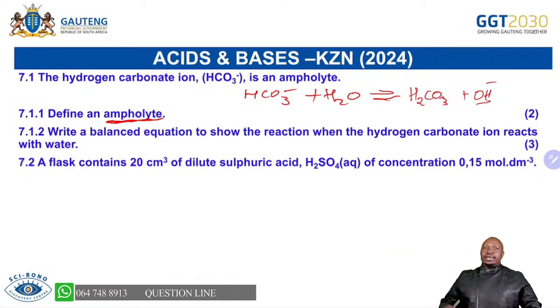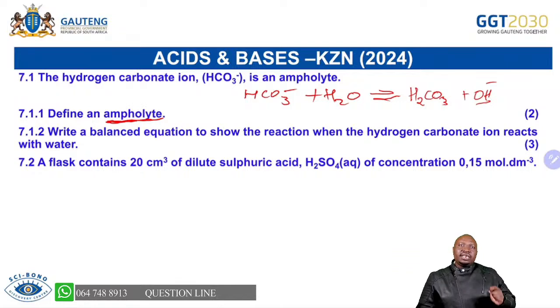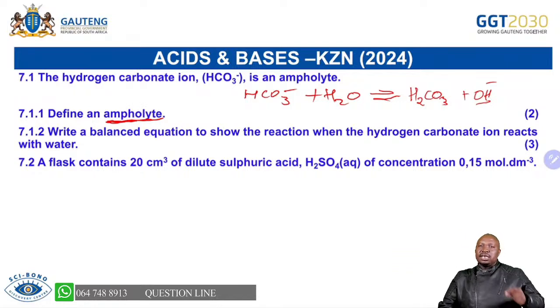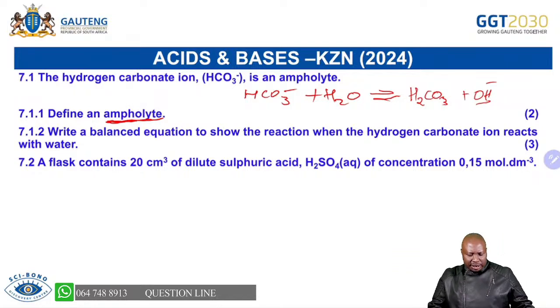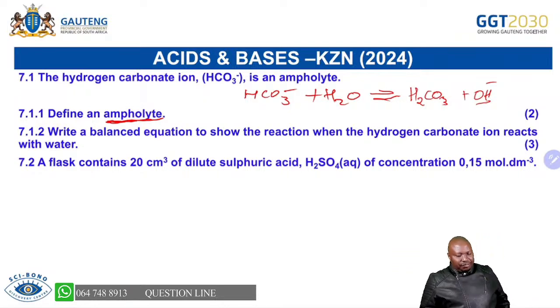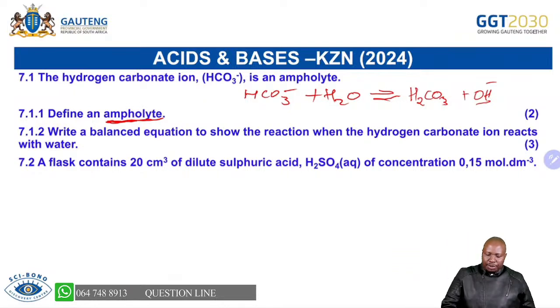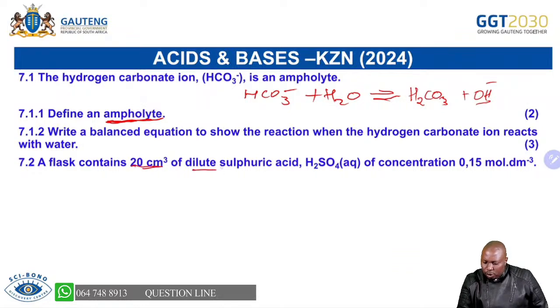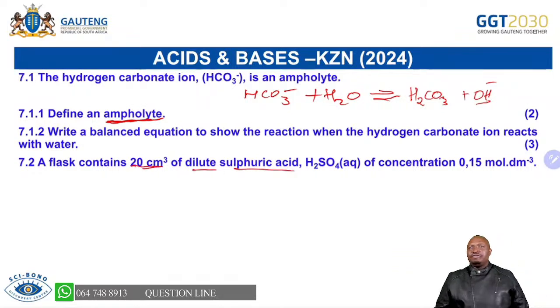Now in question 7.2, that's when things start to become more interesting. We're starting to do our stoichiometry, and we're saying don't be afraid of stoichiometry, practice it, have knowledge of it, you will enjoy it, and that's the direction we want you to go. Now they said a flask contains 20 cubic centimeters of dilute sulfuric acid.